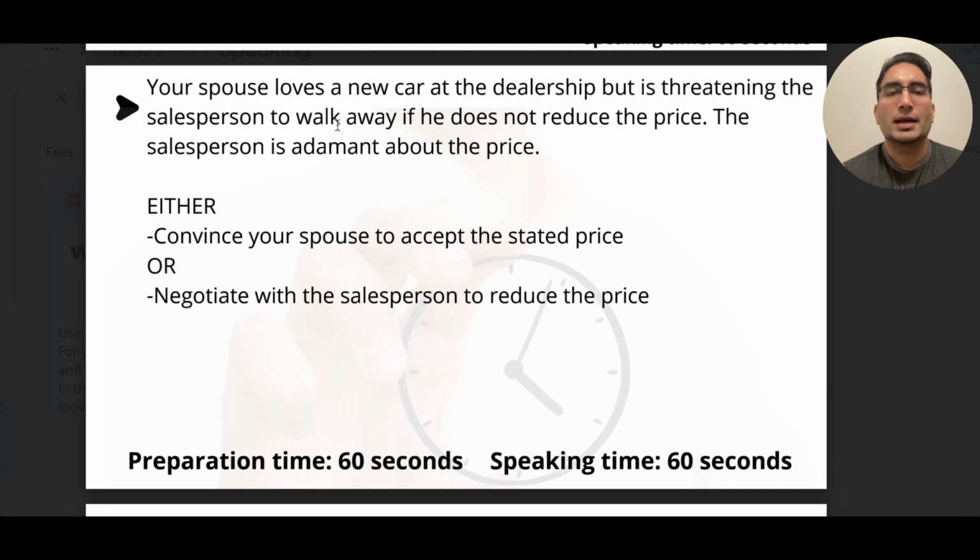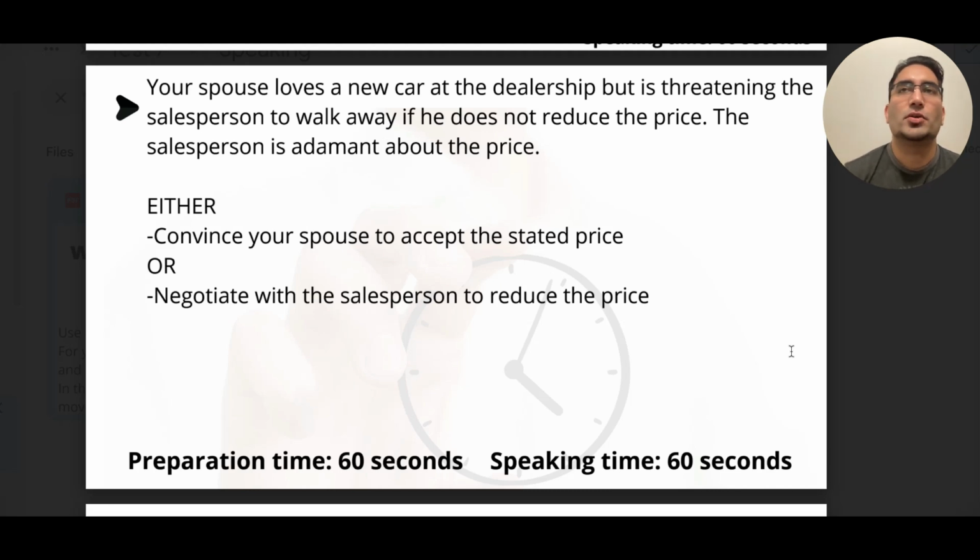So it says, your spouse loves a new car at the dealership, but is threatening the salesperson to walk away if he does not reduce the price. The salesperson is adamant about the price. So it's usually those two conflicting situations here, and that's why this question is called responding to a difficult situation. Here you usually have to convince one person to do something that the other person wants, and it's an argument between them, and you're kind of the mediator, the voice of reason, convincing people here. So you can either convince your spouse to accept the stated price or negotiate with the salesperson to reduce the price. And that's a difficult situation.